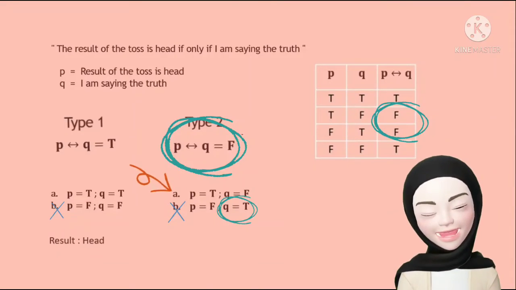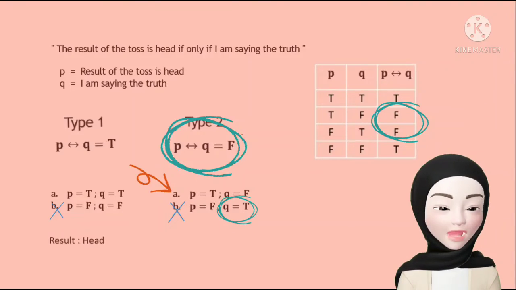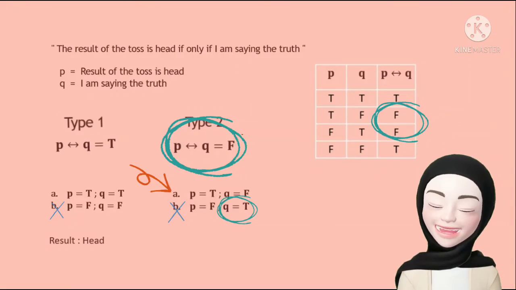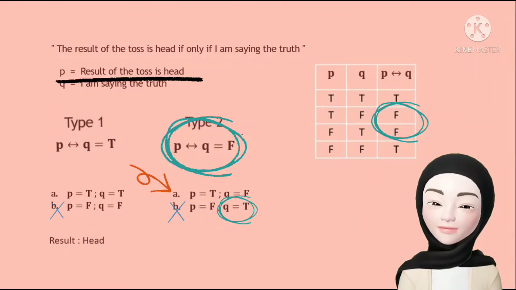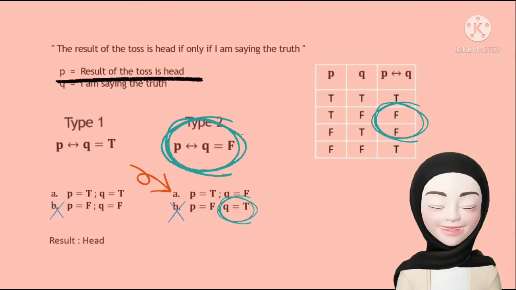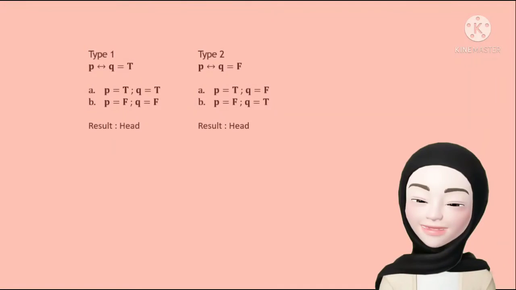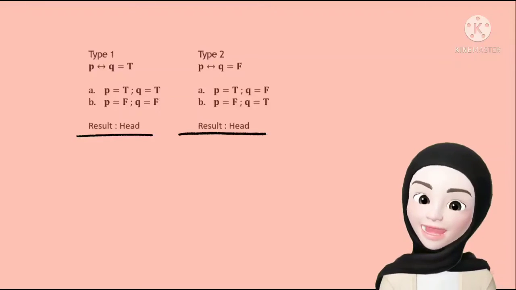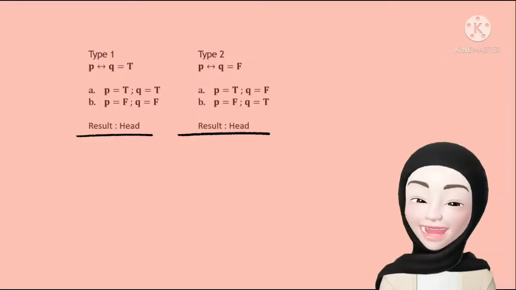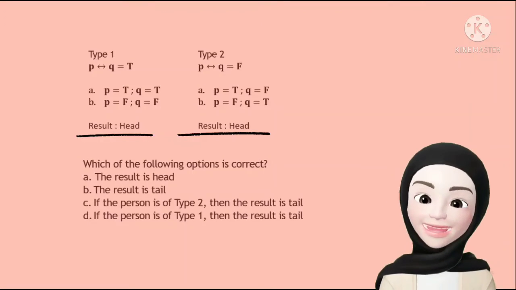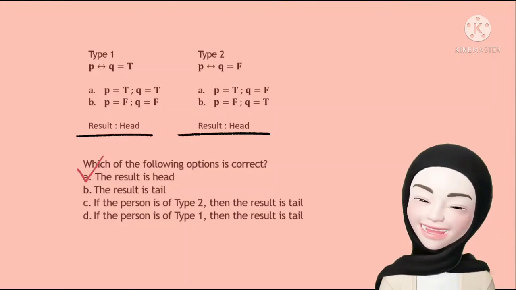Let's consider the first combination: Q is false and then P is true. P is true means that the result of the toss is head. Now we can conclude that the result of the second case is that the result of the toss is head. From the explanation, the result for the first case is head, and also the result for the second case is head. So the final conclusion, or the answer for the question, is A. The result is head.